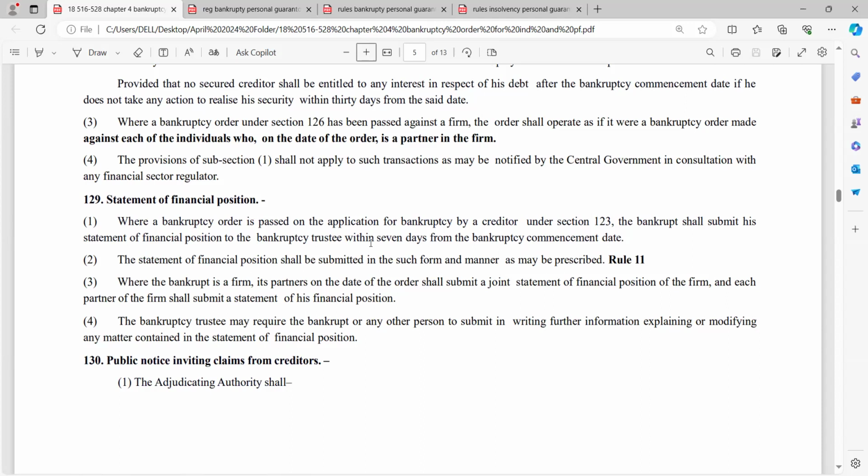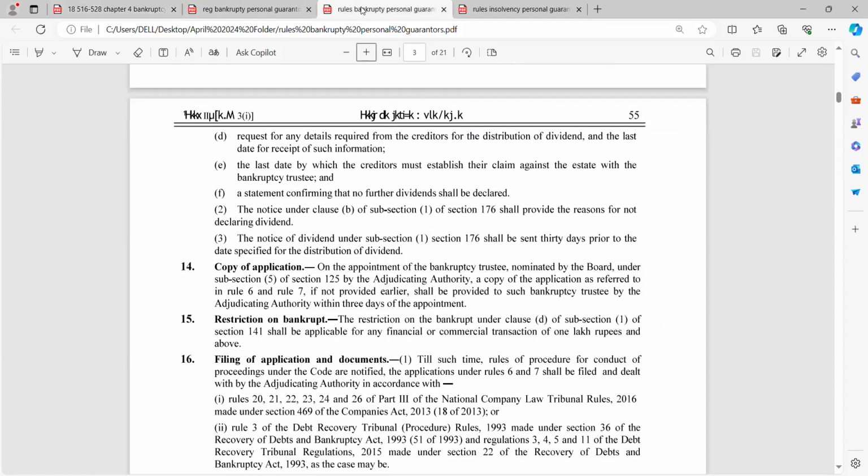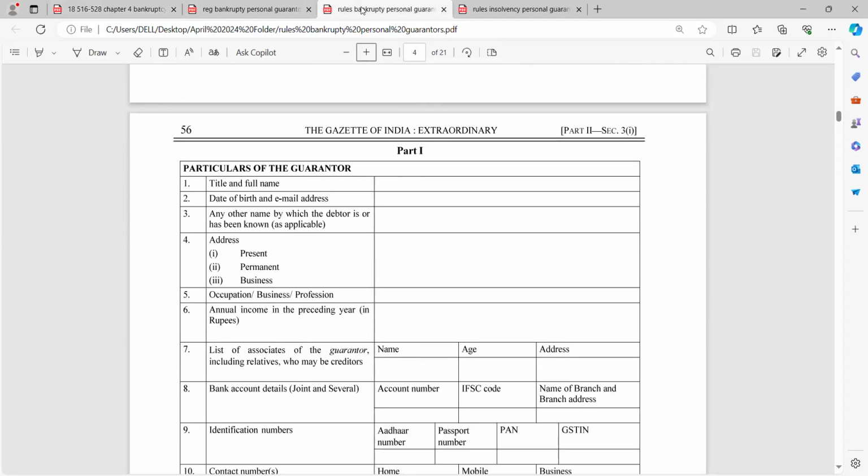The bankrupt, the word used is bankrupt. Statement of financial position shall be submitted in such form and manner as may be prescribed. So rule 11 is there. And rule 11, if we see, rule 11 is talking of.